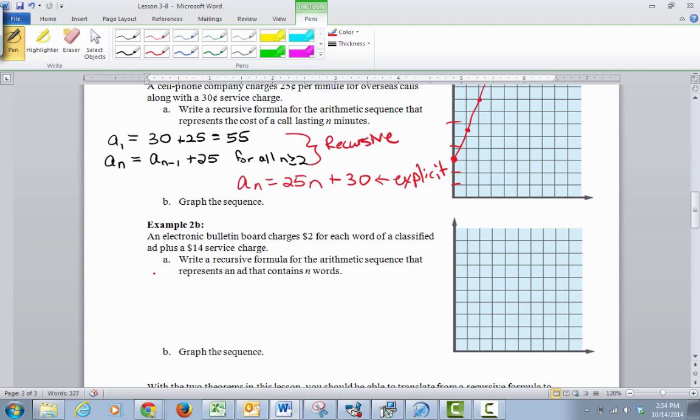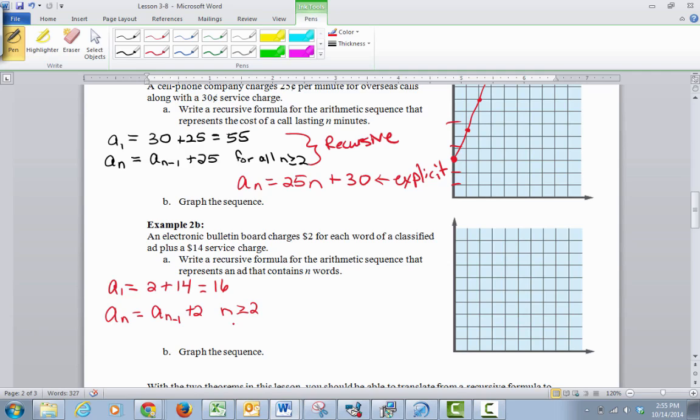So here we are going to write a sub 1. We need to find the first term. And we know that they charge $2 for each word of classified ad plus 14. So it'll be 2 plus 14. Okay, so that's going to be 16. And then a sub n is going to be the last one, a sub n minus 1, which happens to be 16 in our case. And then what are we adding to it? Plus 2. Okay? So this is for all n greater than or equal to 2.